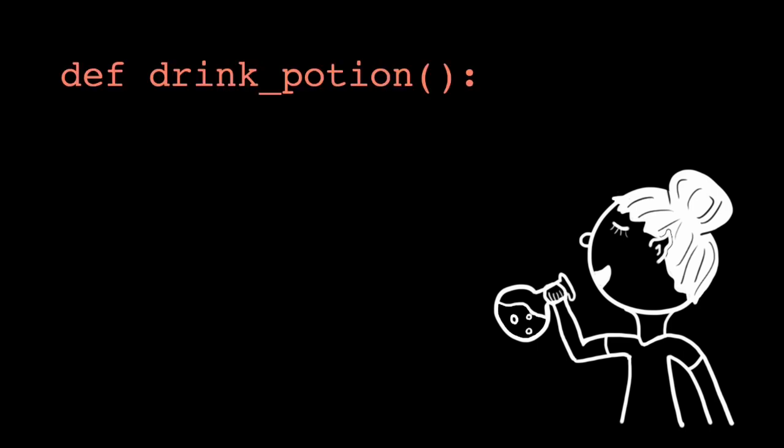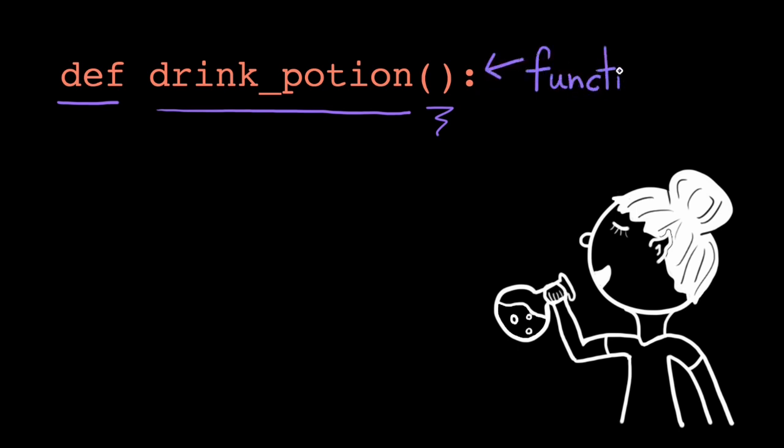To define a new function, we use a function definition. A function definition starts with the keyword def, which stands for define. Then we put the name of our function, followed by a set of parentheses. And then, like most things in Python, we end it with a colon. We call this whole line the function header. Now we're just missing the input values.